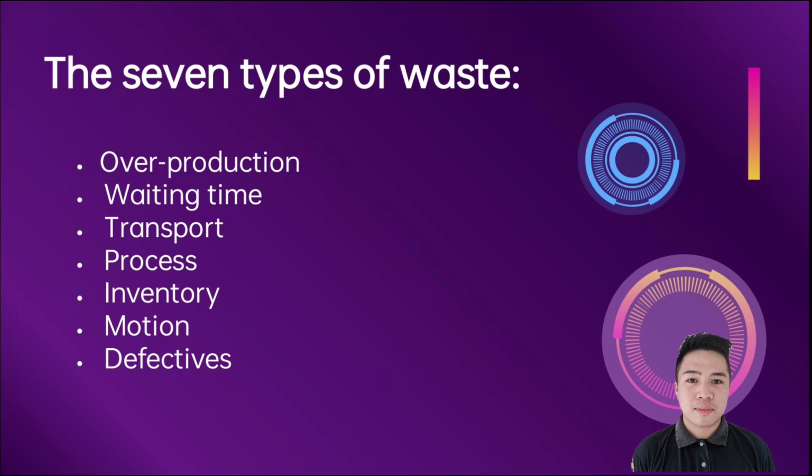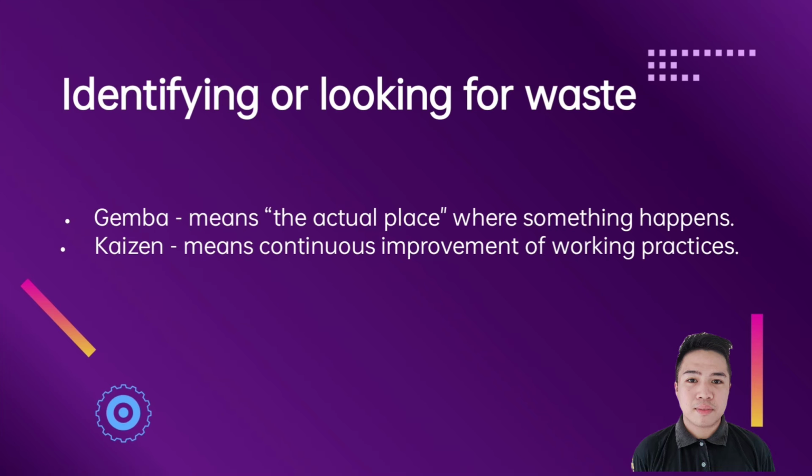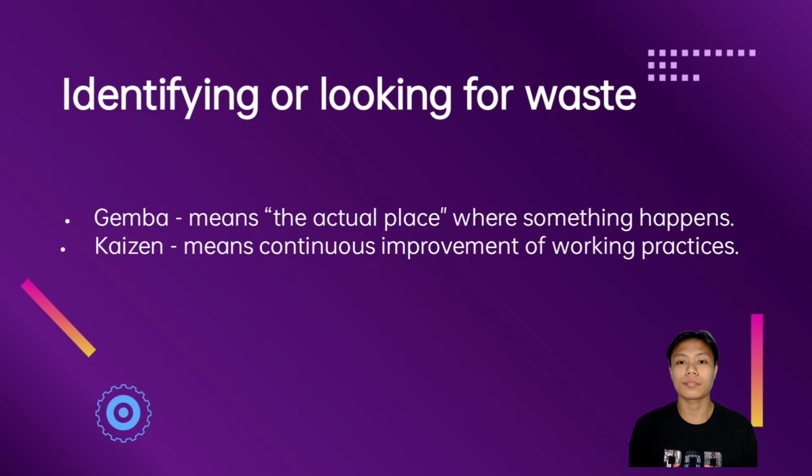Identifying or looking for waste. First is gemba, which means the actual place where something happens. Gemba is a Japanese term meaning the real place. Next is Kaizen. Kaizen is a Japanese term meaning change for the better, or continuous improvement of working practices.